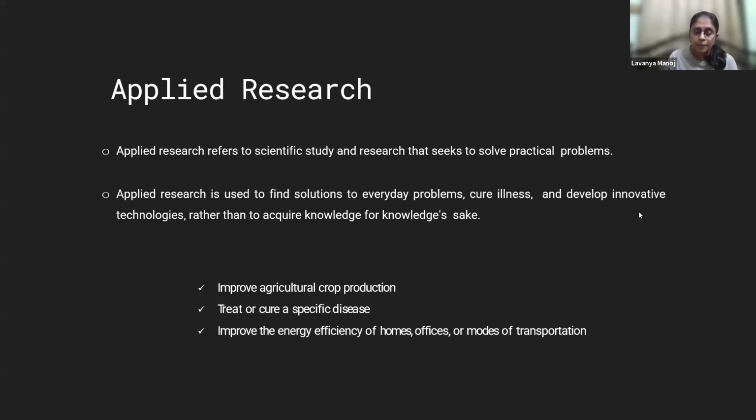And the next one is applied research. It refers to scientific study and research that seeks to solve practical problems. So there is a problem in the present scenario, and you are going to find a solution to solve the practical problem. This research is used to find solutions to everyday problems, cure illness, and develop innovative technologies rather than to acquire knowledge for knowledge's sake. So when COVID happened, no one worried about the Big Bang.